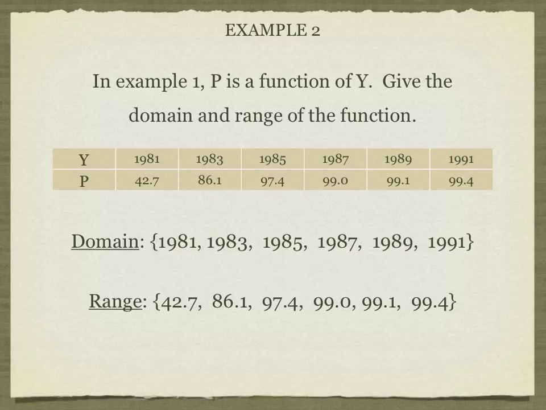One thing I will point out, I shortened this table from the last example. I don't know if you remember, before we had two of these 99.1s. If you have a number that shows up twice in the range, you don't have to list it twice. You can just list it once. So for a problem like this, for the domain, I would list these numbers. For the range, I would list these numbers.